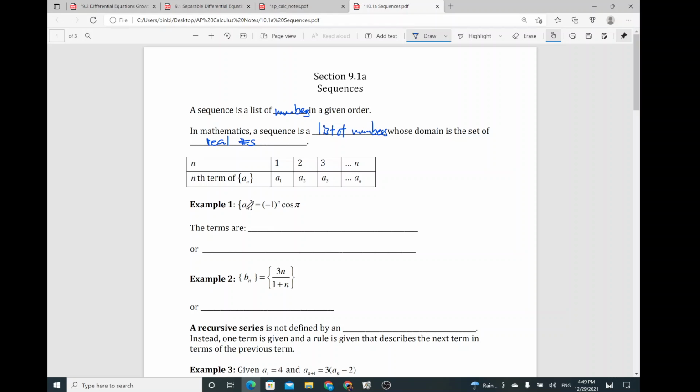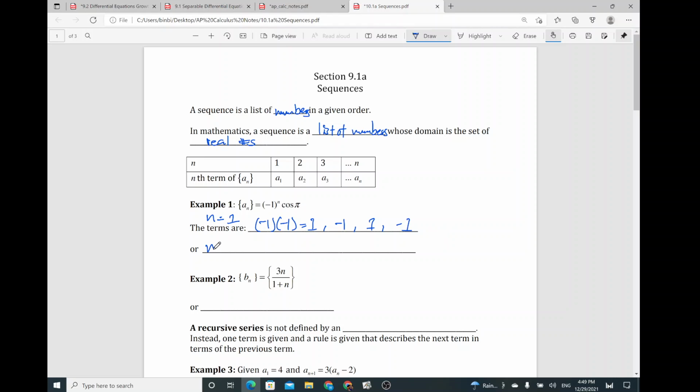For the set of a sub n, if you see the braces, that means the set. That equals negative 1 to the power of n times cosine of pi. Depending on the situation, if you started with n equals 1, it's negative 1 times cosine of pi, which is negative 1 times negative 1, so 1. So this one is an alternating sequence: 1, negative 1, and then 1, negative 1. Depending on where you start with n, if you started with n equals 1, the order would be like this.